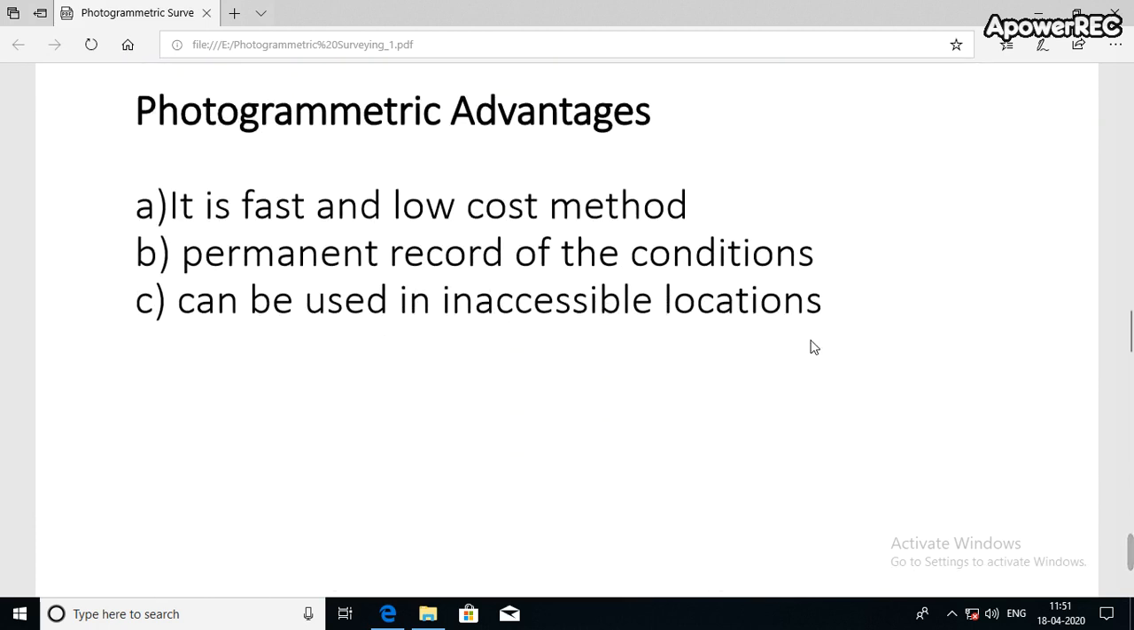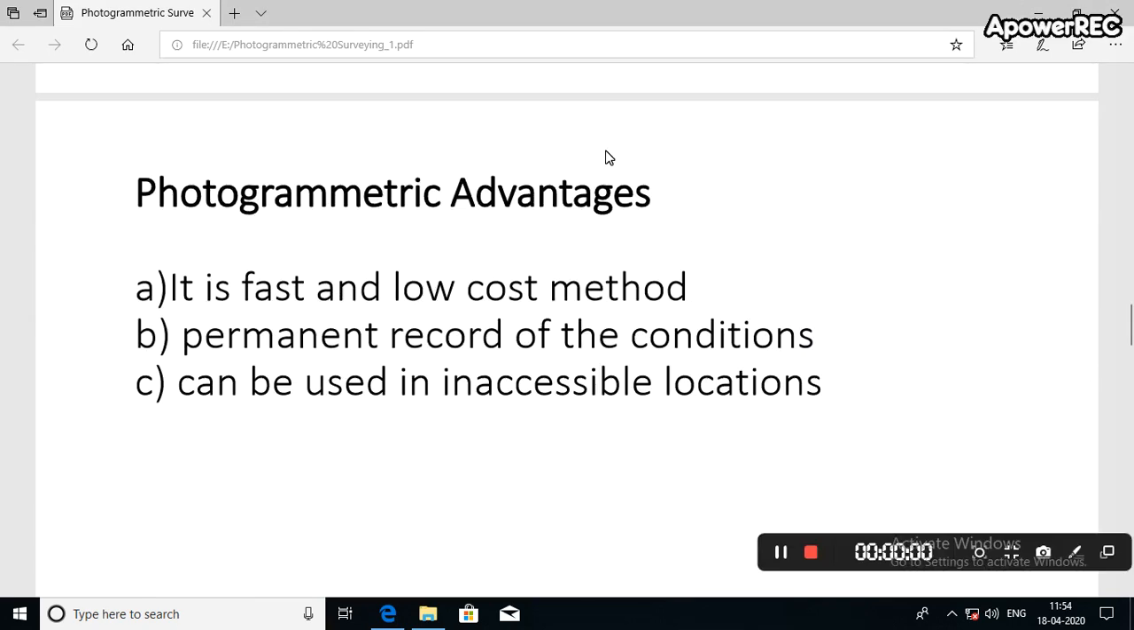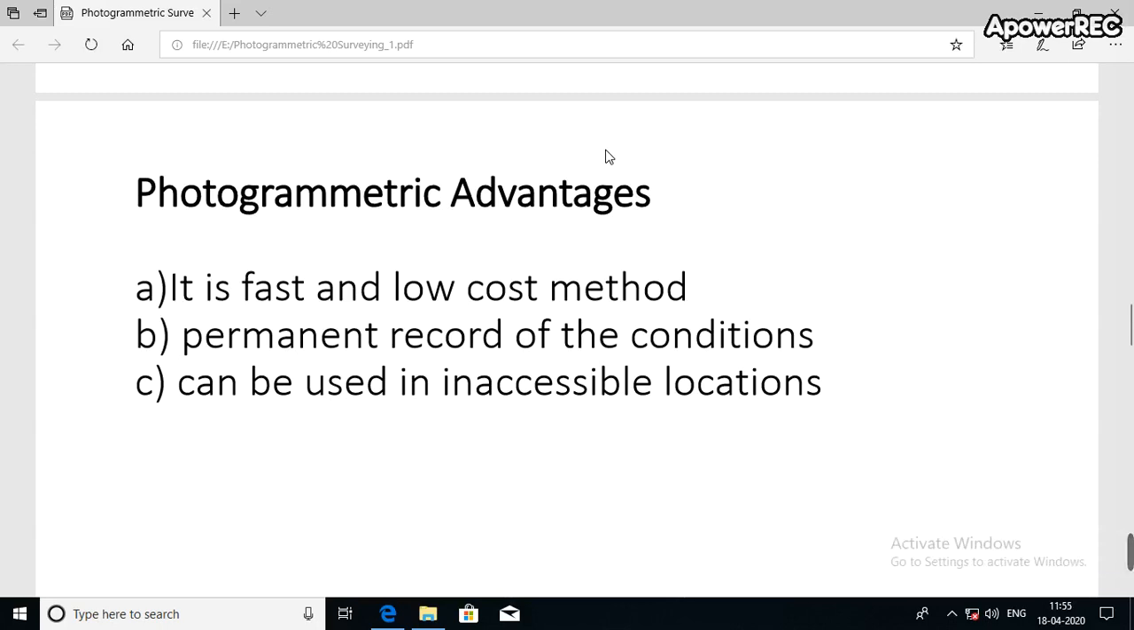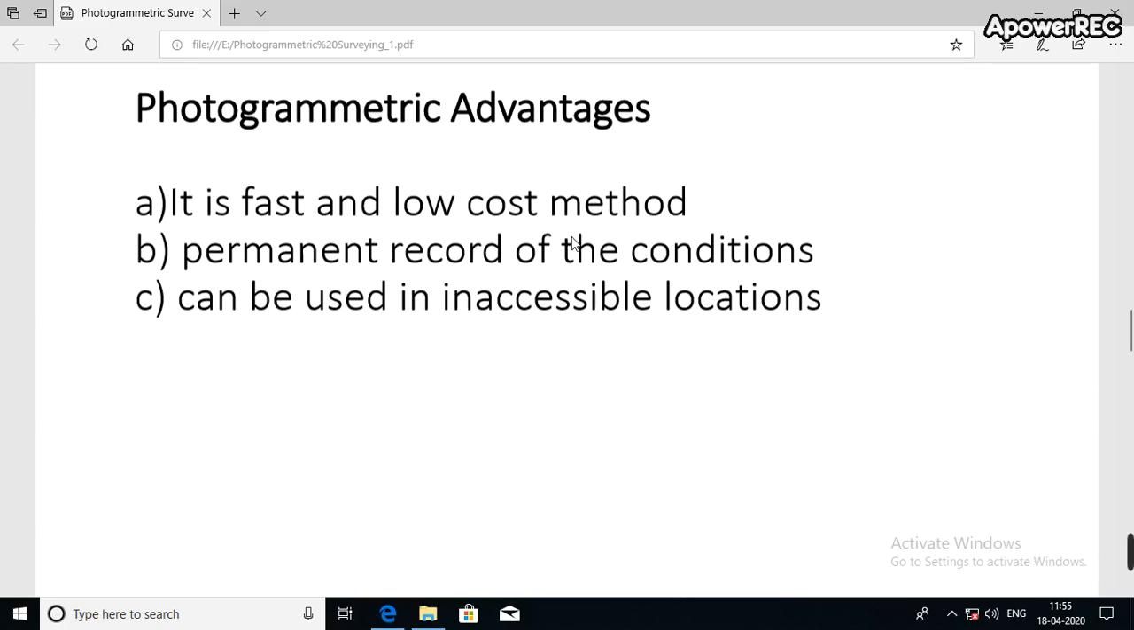There are some advantages of photogrammetric survey. It is a very fast and low cost method. A permanent record of the conditions can be taken, and it can be used in inaccessible areas, that means areas where we cannot get direct access or cannot move physically. In those areas, photogrammetric surveying is very useful.